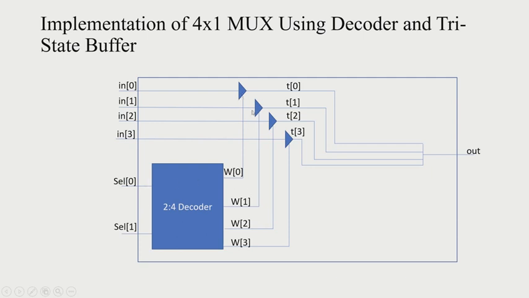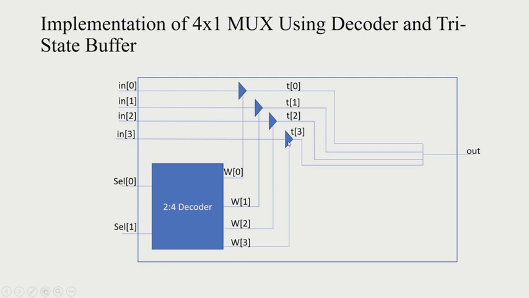If we apply these combinations of selection lines to the control inputs of the buffers, then whenever one of them is high, only that input will be routed to the output. And as we know, at a time only one combination of the selection lines will be high. So at a time only one of the inputs will be routed to the output. This is what the multiplexer does. So we can implement a 4:1 multiplexer using a 2:4 decoder and tri-state buffers.